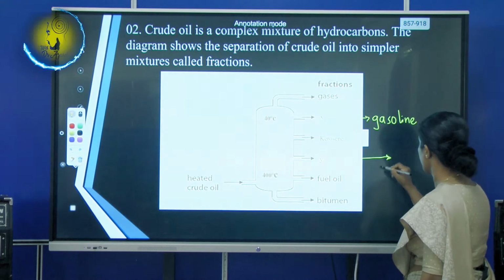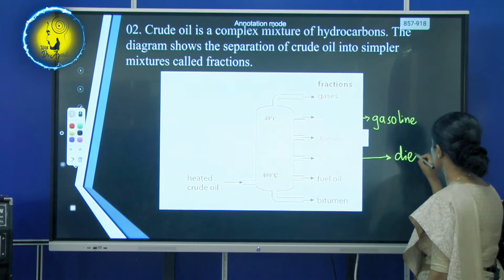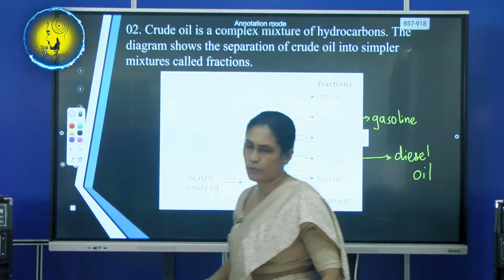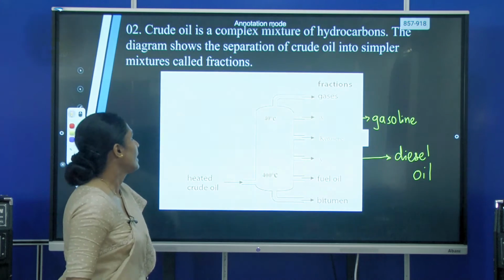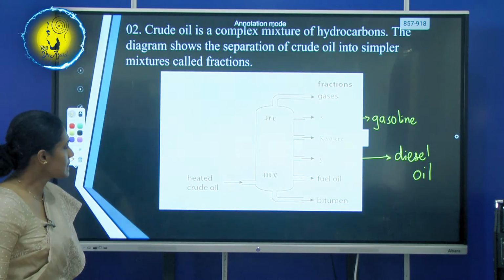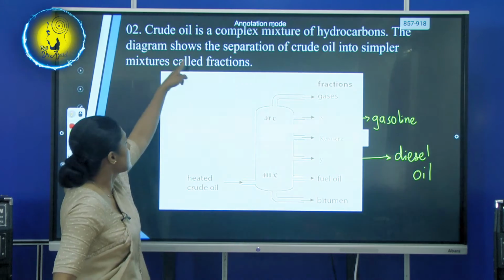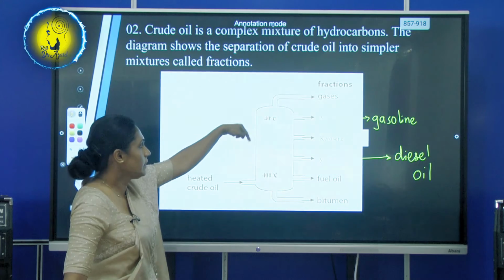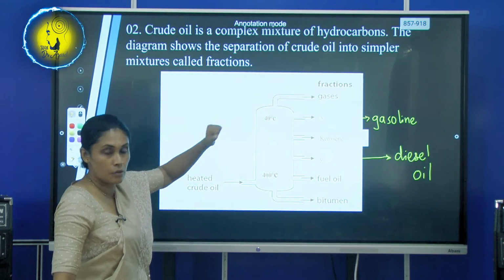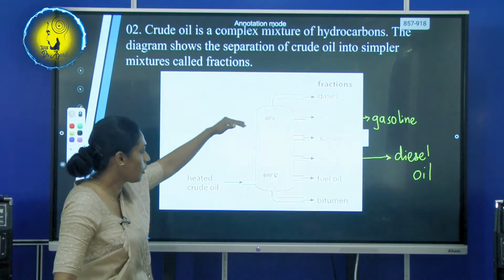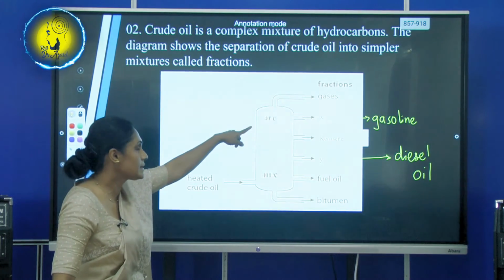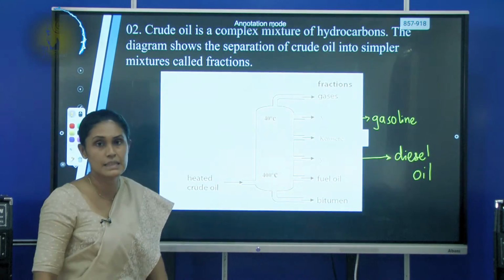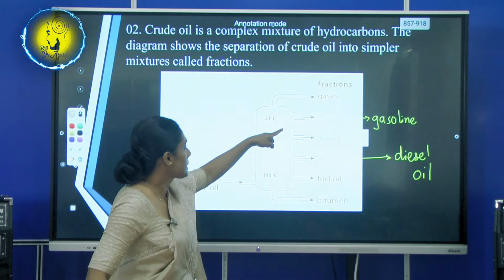Y, diesel. In some places they use diesel oil, in some places they say diesel, no problem, both same. Right? Look at the process. Whenever we talk about fractionation, the top of this process has low temperature. When it goes down, it has high temperature like 400 degrees Celsius. See the way it comes.